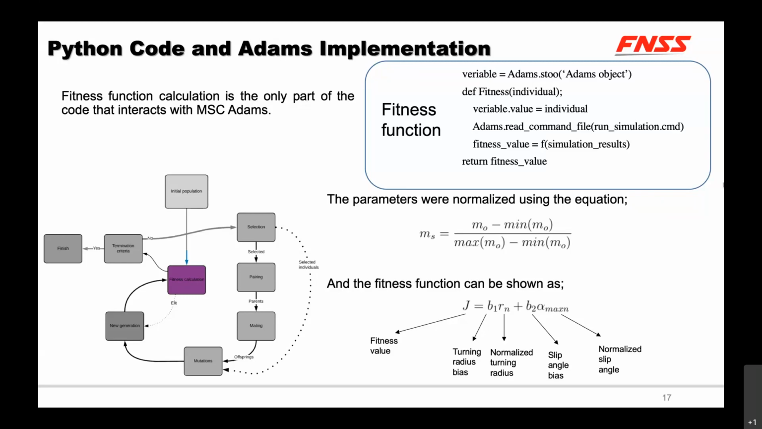As an example, in the first case study, we are going to be talking about a steering angle optimization of an 8x8 vehicle. And for this, we need a normalization method because our turning radius and slip angles are very different in magnitude. So we normalize these values using this function. And then we give biases to the normalized turning radius and normalized slip angle, which allows us to control the output of the optimization algorithm a little better. And this is our fitness, and this gives us our fitness value.